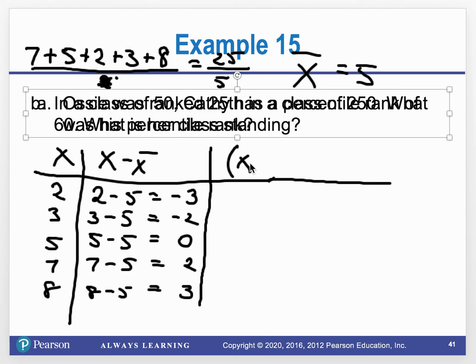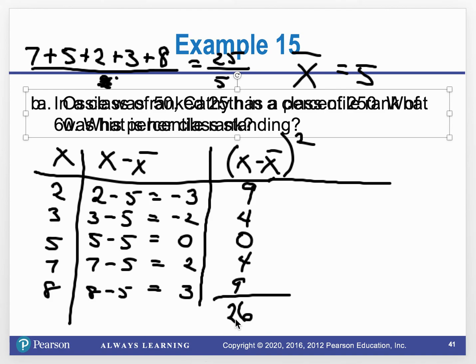Okay, and because of that, I'm going to square each one. So negative 3 squared is 9. Negative 2 squared is 4. 0 squared is 0. 2 squared is 4. 3 squared is 9. It doesn't always come out to be the exact numbers with a positive and negative, but many times it does, but not always. Then I'm going to add these together. 13 and 13 is 26.